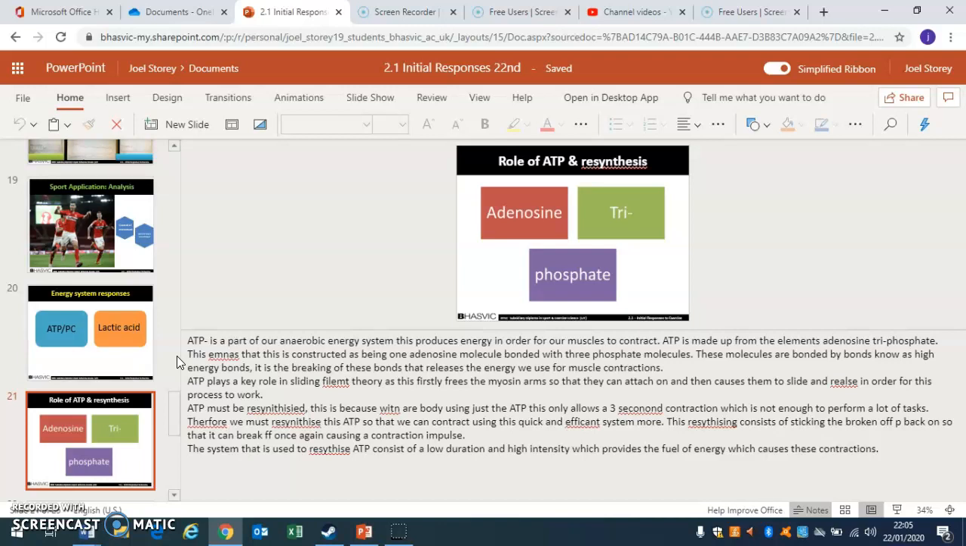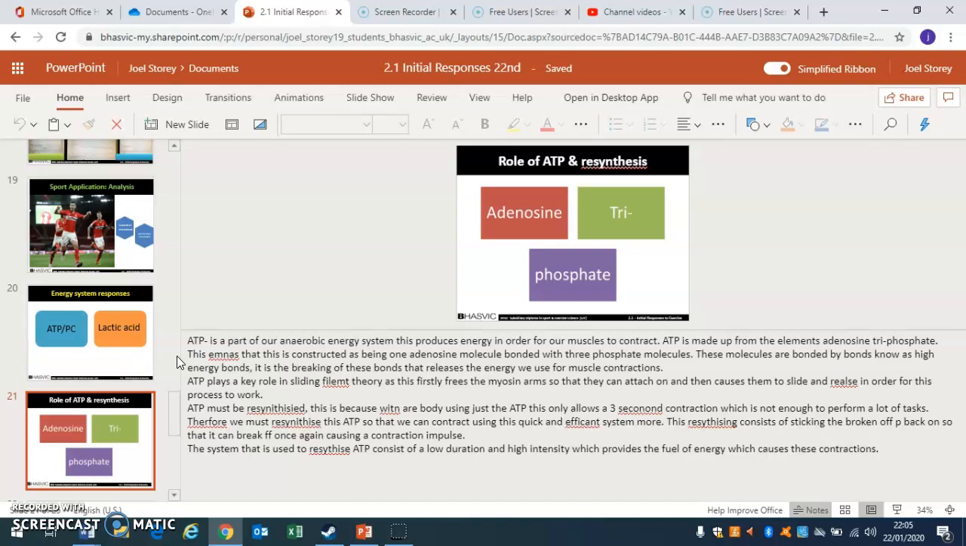This means that this is constructed as one adenosine molecule bonded with three phosphate molecules. These molecules are bonded by bonds known as high-energy bonds. It is the breaking of these bonds that releases the energy we use for muscle contraction.